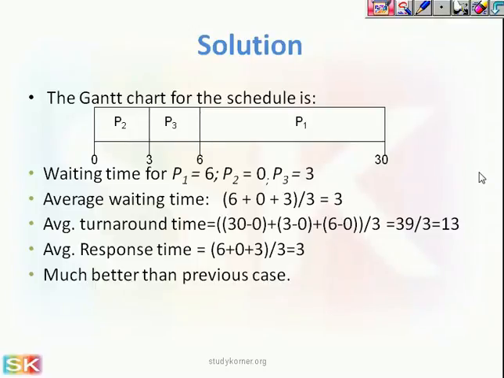So here the same concept is applied, that processes with shorter time are executed first, then the overall waiting time, overall turnaround time, and overall response time will be minimized, and hence throughput can be increased, right?